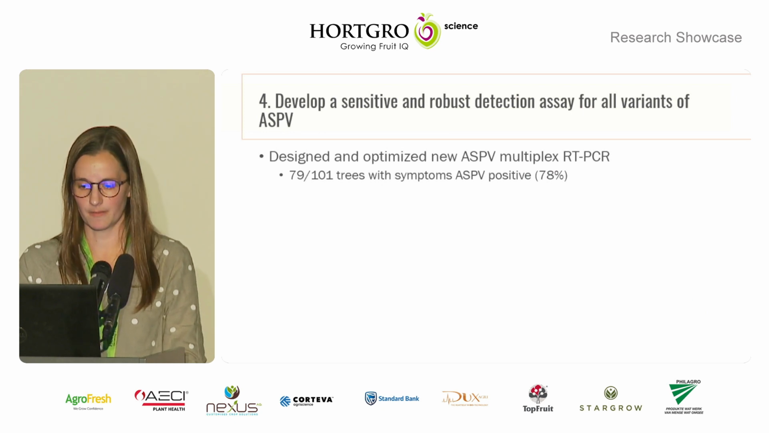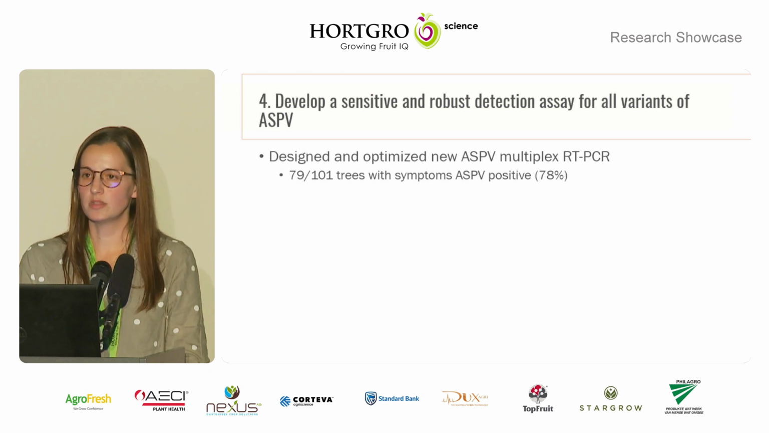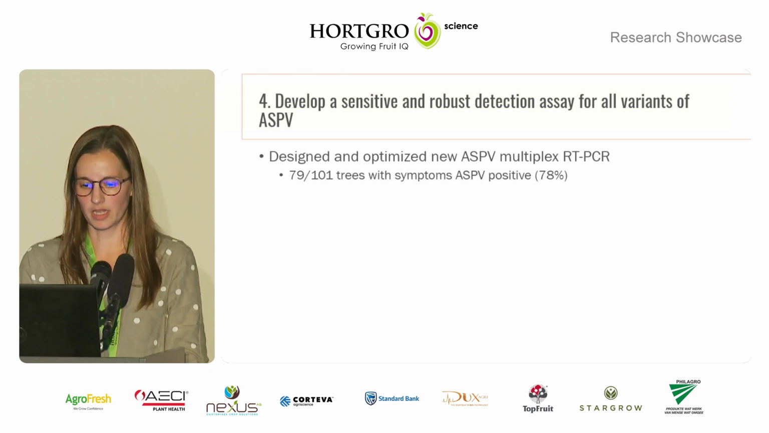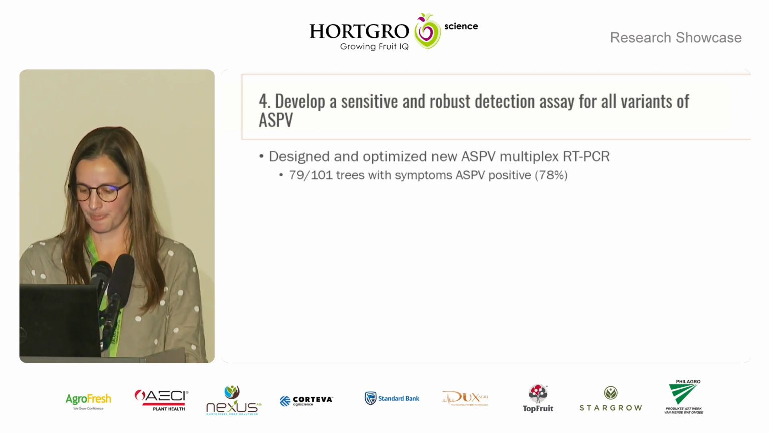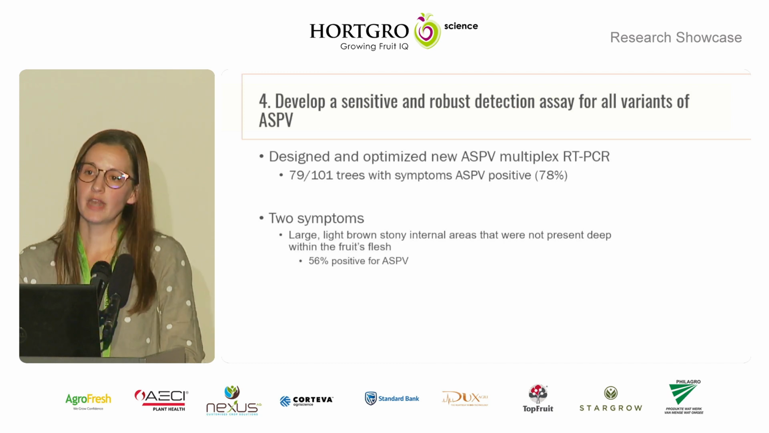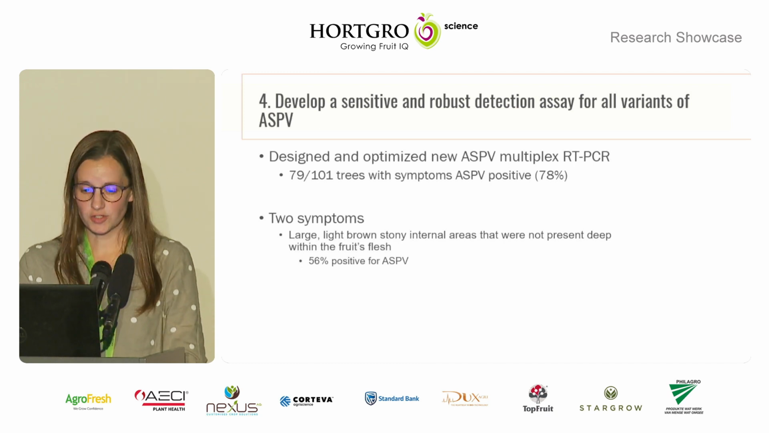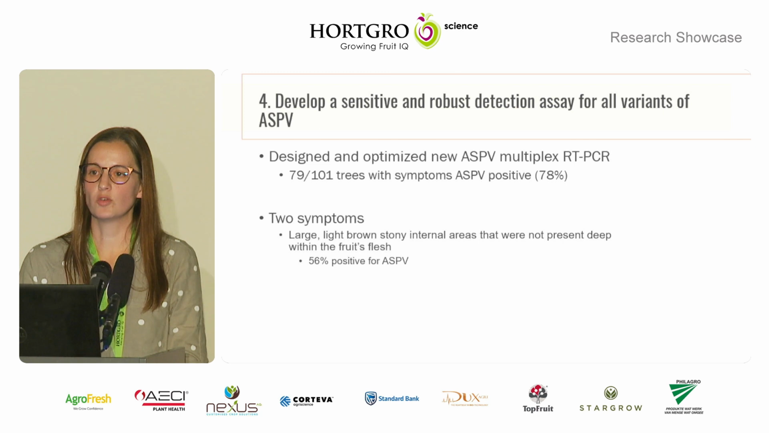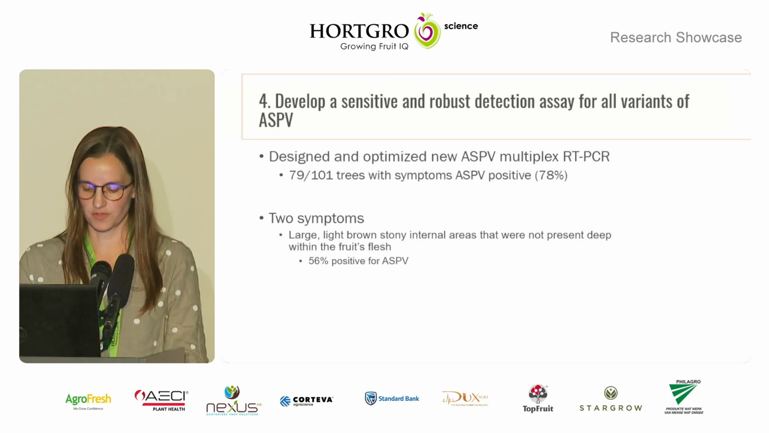ASPV in South Africa. We rescreened all of the material that we collected during the project for the presence of ASPV, and we found a 78% correlation with symptomatic trees. We then went a little bit further and investigated the symptoms closer, and what we found was that there were at least 2 different categories of symptoms.